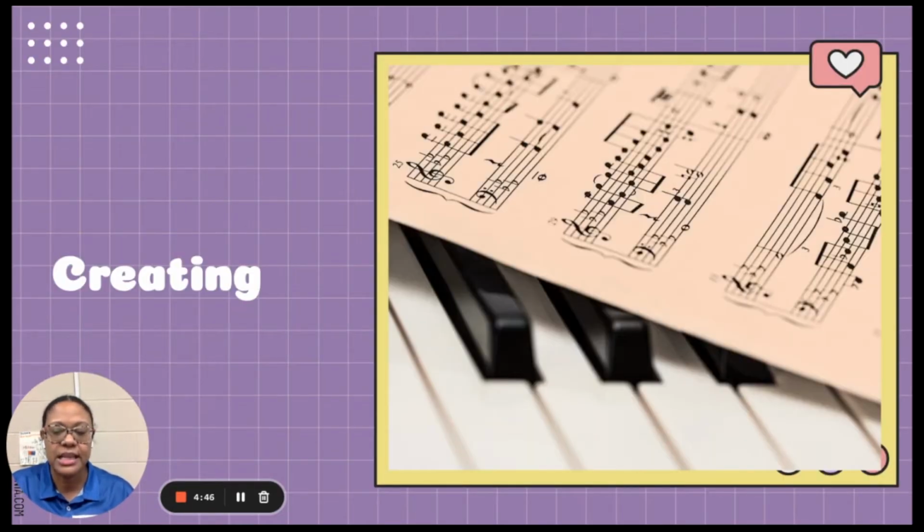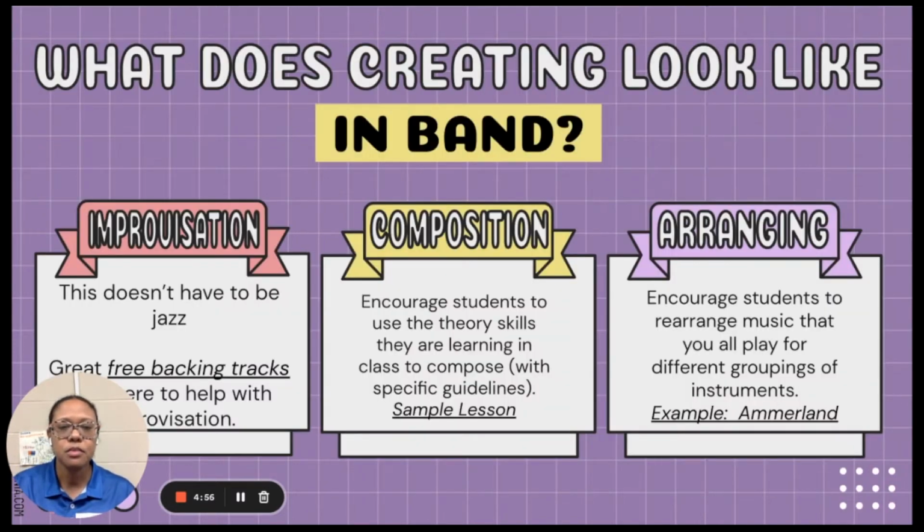So creating, that's the first lesser used standard. A lot of us do this, but some of us don't. And so let's just talk about possible ways that we can implement this standard. What does it look like in the band room?